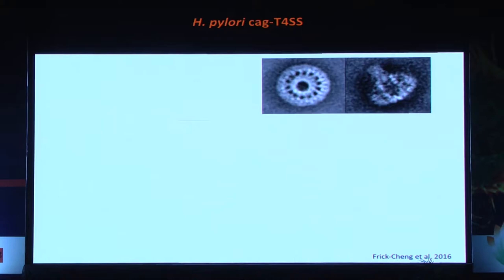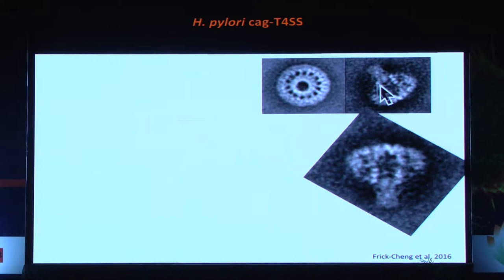Previously, Tim Cover's lab purified the core part of the type 4 secretion system from pylori. And these are class averages, top views and side views. What they suggested is that this is where the complex would emanate a pilus or something and then secrete the effector proteins. But what we realized is that that's probably not the right case. The complex is more oriented this way.